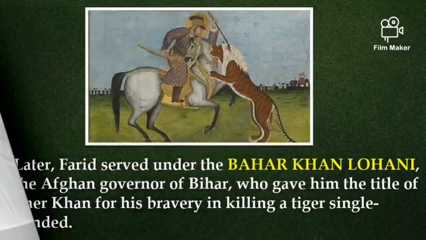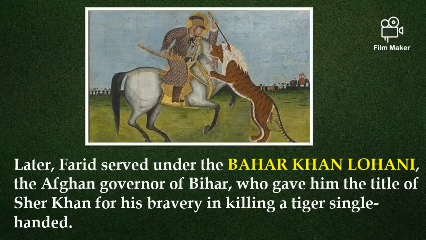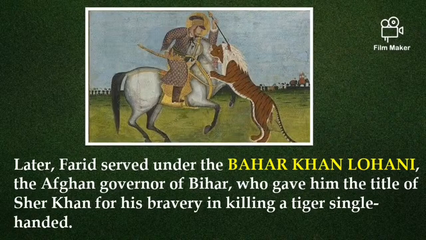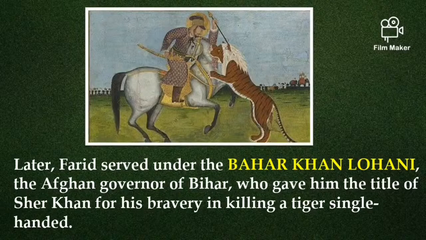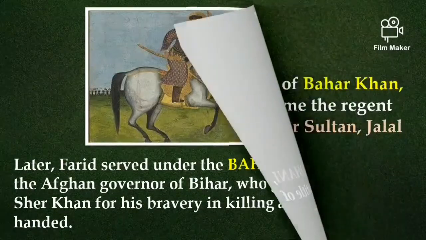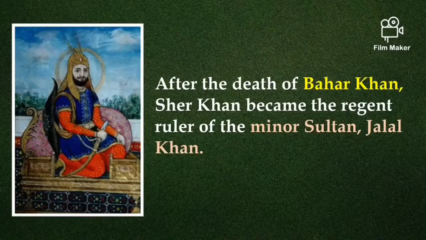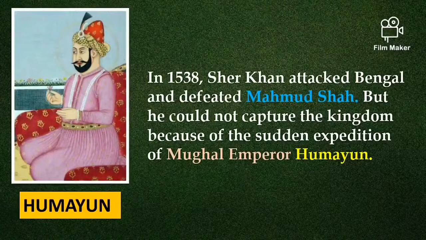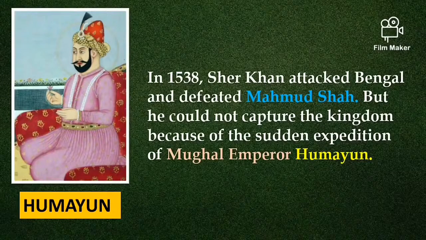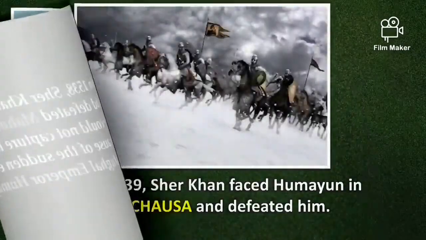And as we all know, Farid Khan served under Bahar Khan Lohani, where he received the name Sher Khan for his bravery in killing a tiger single-handed. So Bahar Khan gave the title Sher Khan. After the death of Bahar Khan, Sher Khan became the regent ruler of the minor sultan, Jalal Khan. In 1538, Sher Khan also took Bengal and defeated Muhammad Shah, but he could not capture the kingdom because of the sudden expedition of Mughal Emperor Humayun.